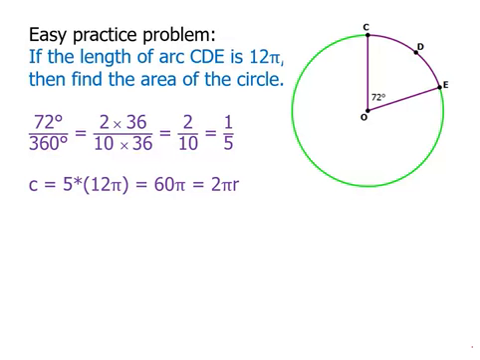So the circumference would just be 5 times that arc. 5 of those arcs would make the circumference. So 5 times 12 pi, which is 60 pi. And of course, that has to equal 2 pi r. So if we solve that, divide by pi, divide by 2, we get the radius equals 30, just 30. Now we can find the area. Area equals pi r squared. Pi times 30 squared. 30 squared is 900. So the area is 900 pi.